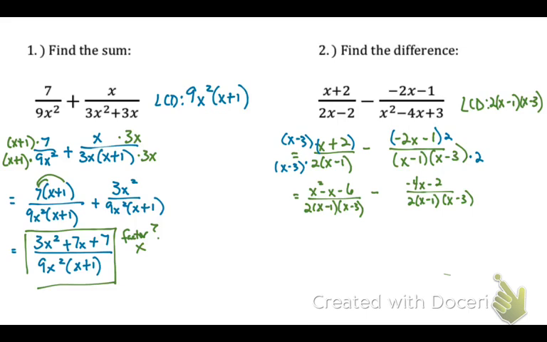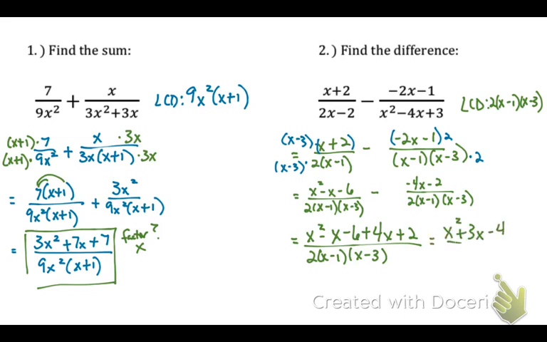So now we can combine our numerators. We have x squared minus x minus 6, and then I distribute that negative and get plus 4x plus 2, all over my common denominator. Now I need to simplify my numerator, and sometimes this just takes a couple steps. There's really no speeding it up. The more you do of these, the faster you get.